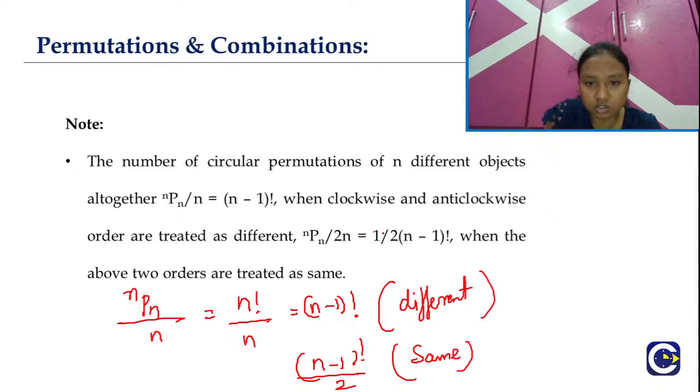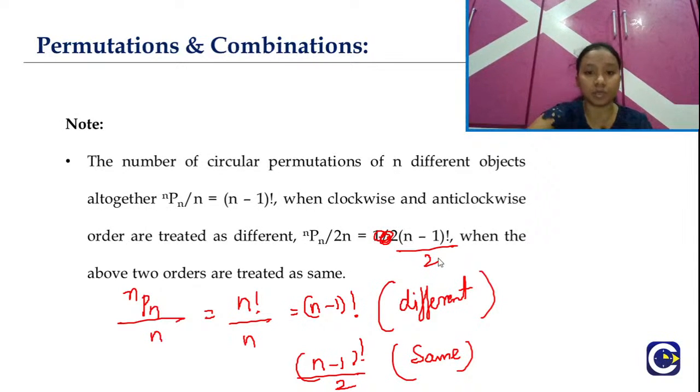Right, so here there is some mistake. So this will be the case. You have to get an idea: when the same, divided by 2; when it's different, no division, so we'll be leaving it as it is. These are the formulas related to our circular permutations.